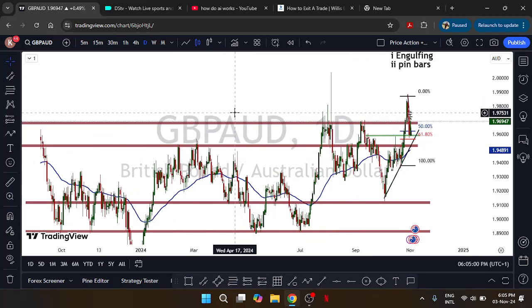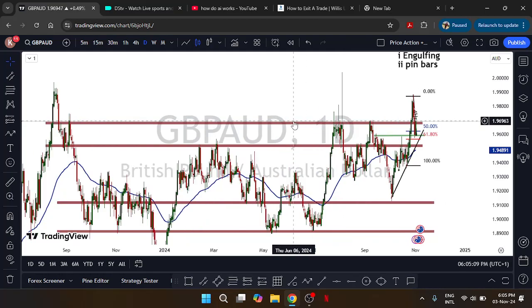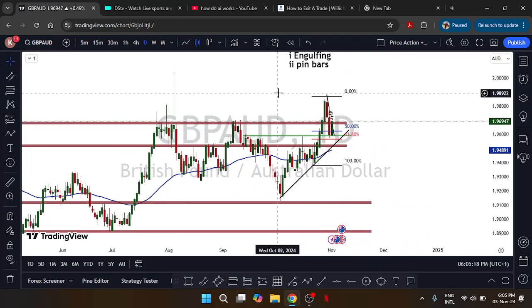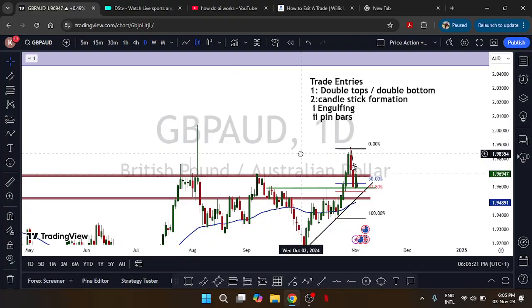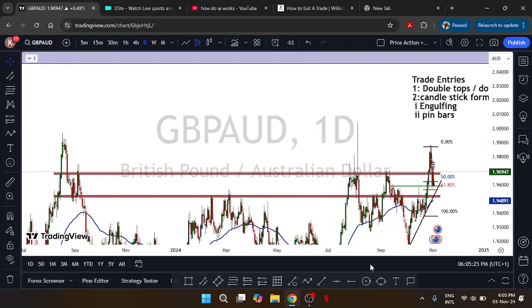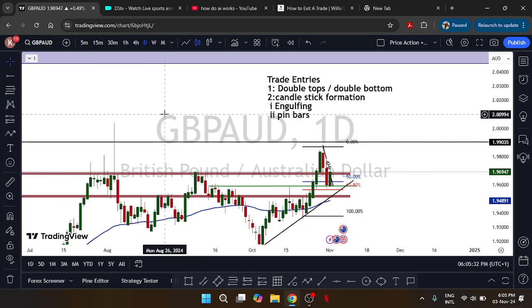So we see we're breaking this level. This level has held for a long time, since July, or pretty much since September. It came here, held again, and now it has finally broken. So what does that tell you? Well, our next level target for GBPAUD, I would say, is definitely here.